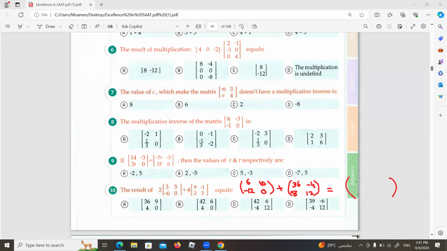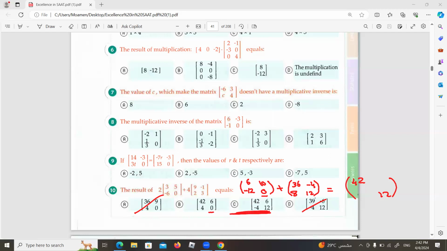Add. 6 plus 36 is equal to 42, sorry, 42. We have to write 42 from the beginning. So 36 is out, 39 is out. Maybe B and maybe C. I'm going to the last element because they are different here. We have here 0 and we have here 12. So it determines the answer. 0 plus 12 is equal to 12. So 42 and here 12, which is letter C.